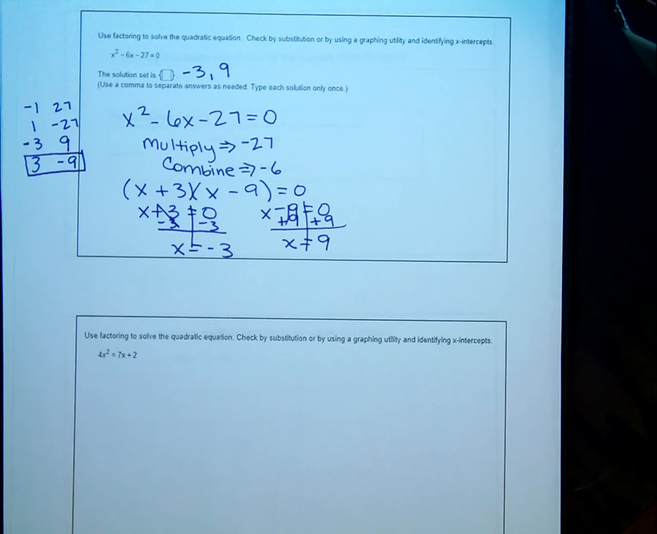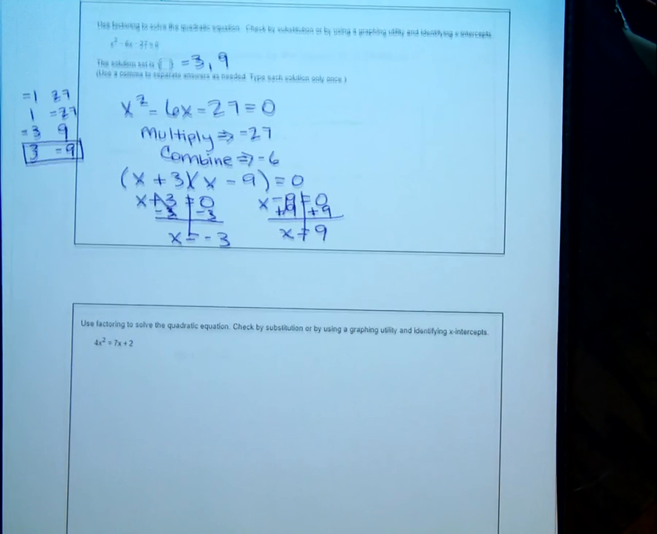Okay? That wasn't so bad, was it? No. That's because we had a 1 in front of it. We have to do a little bit more thinking when we're factoring and there's not a 1 in front of it. Okay? Let's look at the next one.